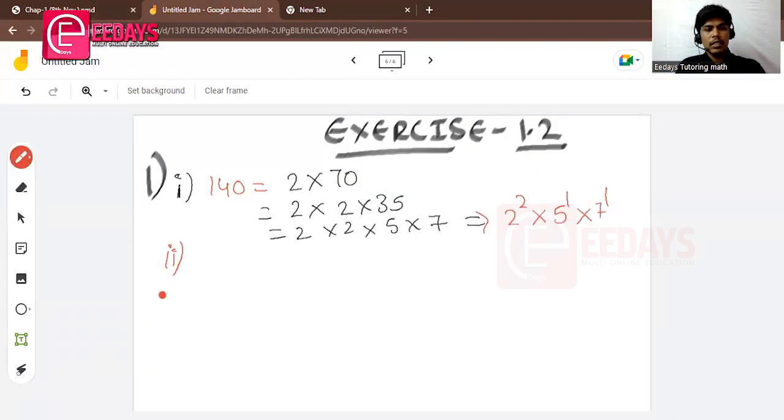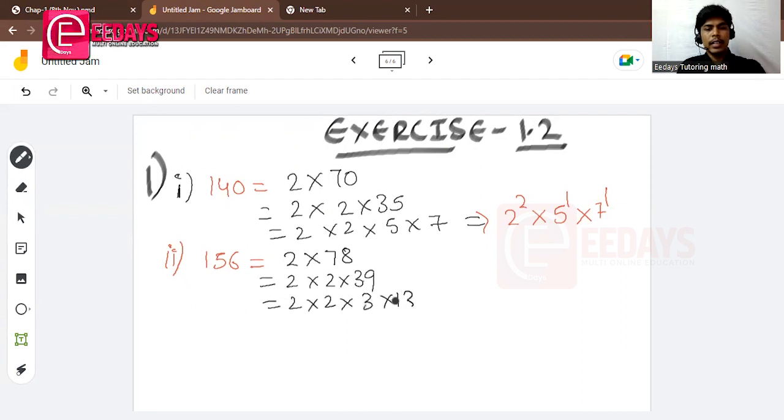Now 156. You can do the same process, guys. Here 156, so we can write 2 into 78. Now 78 is 2 into 39. Okay, 2 into 2 into 39. Let me check, am I doing it correctly? 2 into 39, yes. 39 we can take as 3 into 13. So we stop here. Why? Because 13 is also a prime number, we can't split further. Now what we get: 2 square into 3 power 1 into 13 power 1. Simple, right?